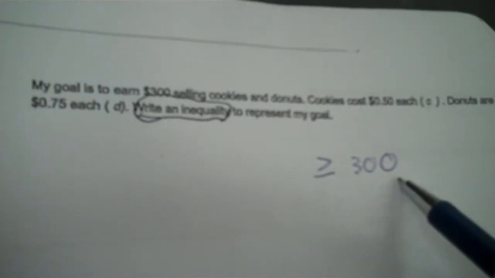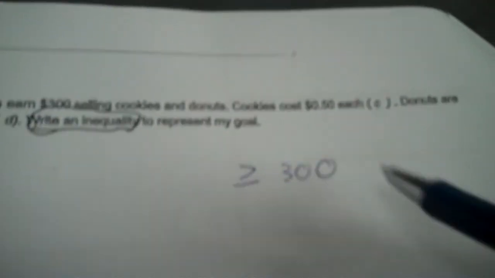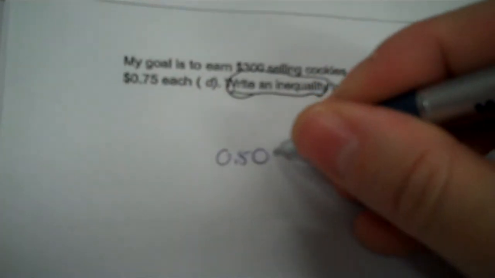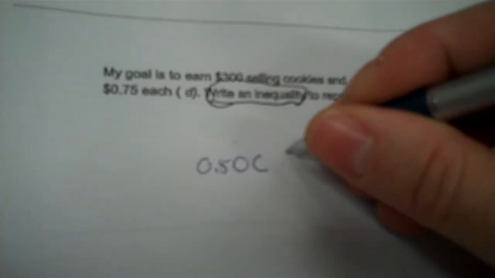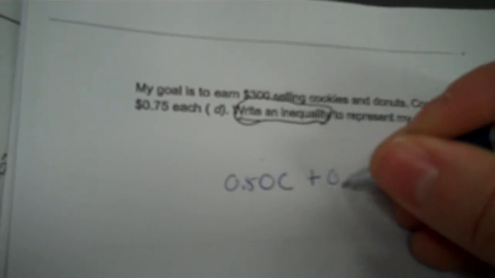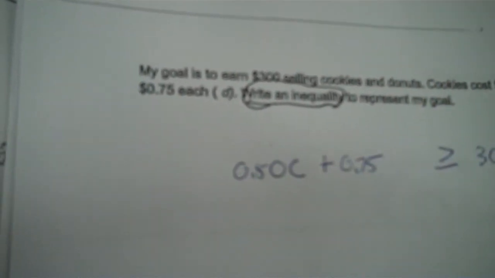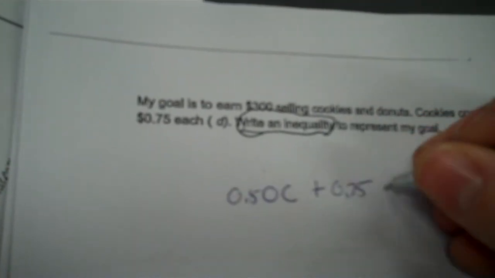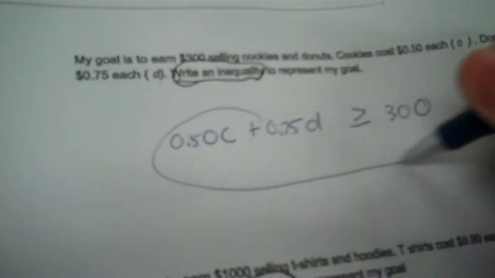Now, how are you going to get to the goal? Well, you're going to sell cookies for 50 cents. Don't know how many of them you're going to sell, so you put C. That means times C. Plus, I'm also going to be selling donuts. They're 75 cents each, but I don't know how many I'm going to sell. So I put D, and that's the inequality, 50.